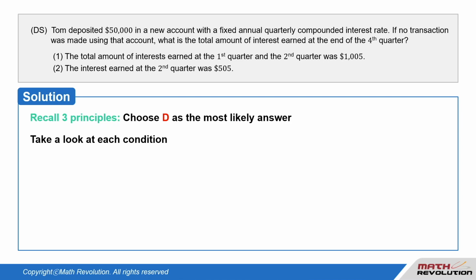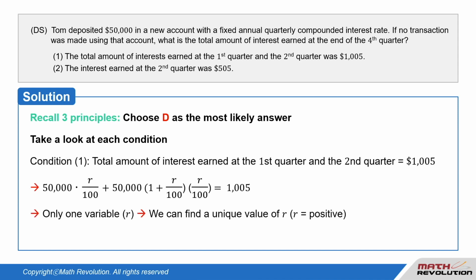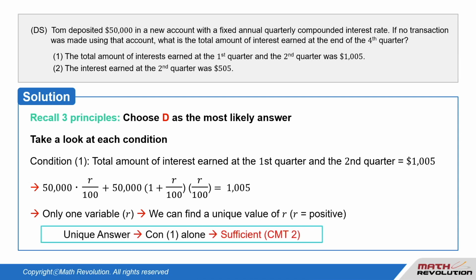Let's take a look at each condition. Condition 1 tells us that 50,000 times R over 100 plus 50,000 times (1 plus R over 100) times R over 100 is equal to 1,005. Therefore, we have only one variable, R, and we can find a unique value of R since R is positive. The answer is unique, so the condition is sufficient by CMT2, which states the number of answers must be 1.